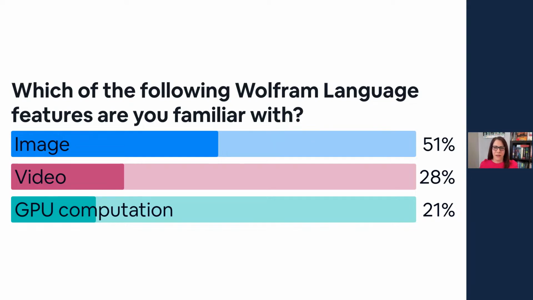Okay, great. So some familiarity with most of the capabilities in the language. I guess image processing has been the oldest of the three we're talking about. So not surprisingly, more than 50% of the audience today have used it. But impressive that both video and GPU computation have had some audience and excitement out there as well.